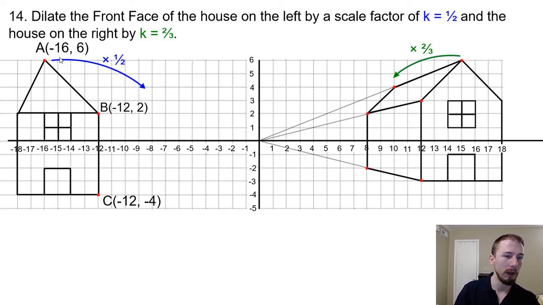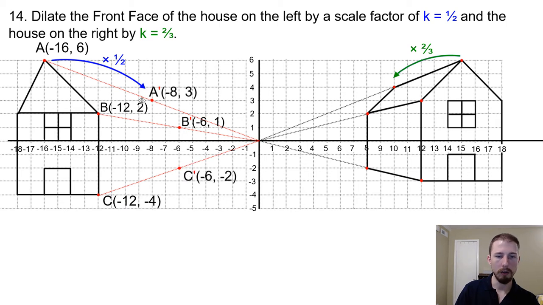So if I take the point (-16, 6) and multiply by a scale factor of 1/2, that's going to give me the point (-8, 3), which should be graphed right here. Same thing, that can be graphed out to (-6, 1), I believe, which is right here, and then (-6, 2), which should be right here. Noticing that all of these are going to be on the lines tracing back, and then we simply connect the dots, which will create this really, really long house, which is really cool.